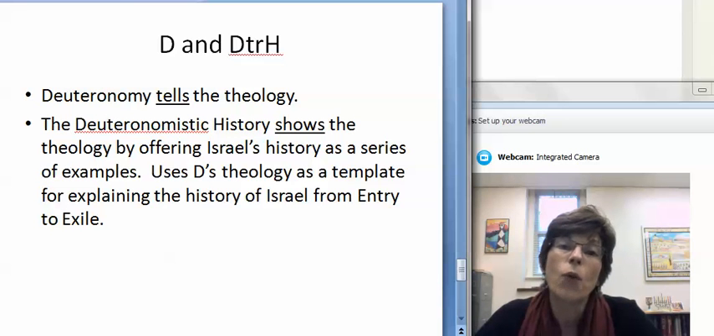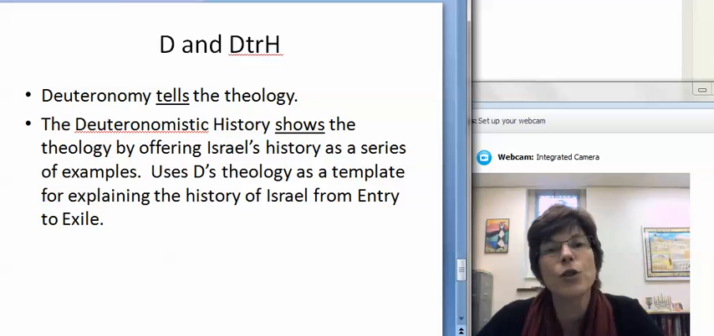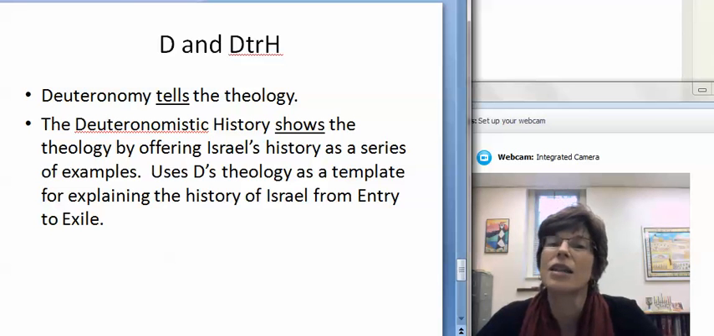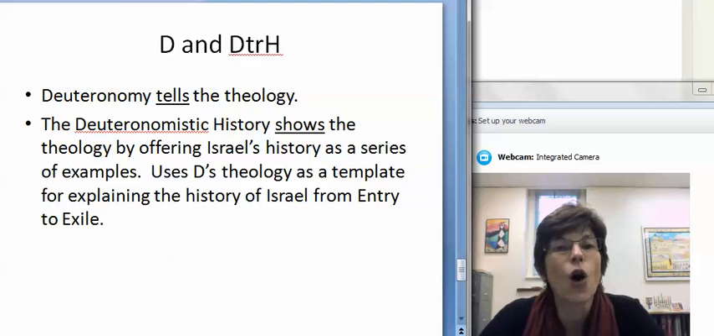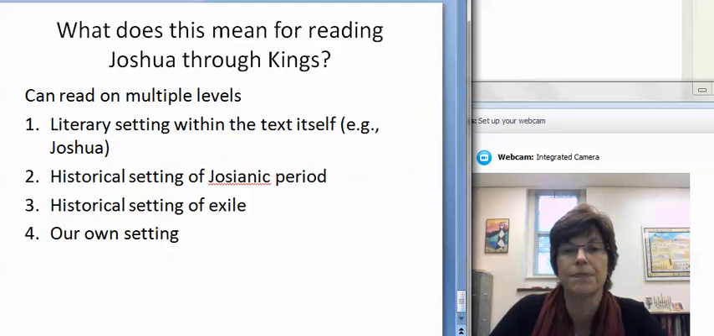Why would it have been important to those who wrote during the time of Josiah to tell the story this way? Why would it have been important to the people in the exile to hear the story this way? And so we'll always be asking not only about what's in the story, but why and how it is told the way that it is.